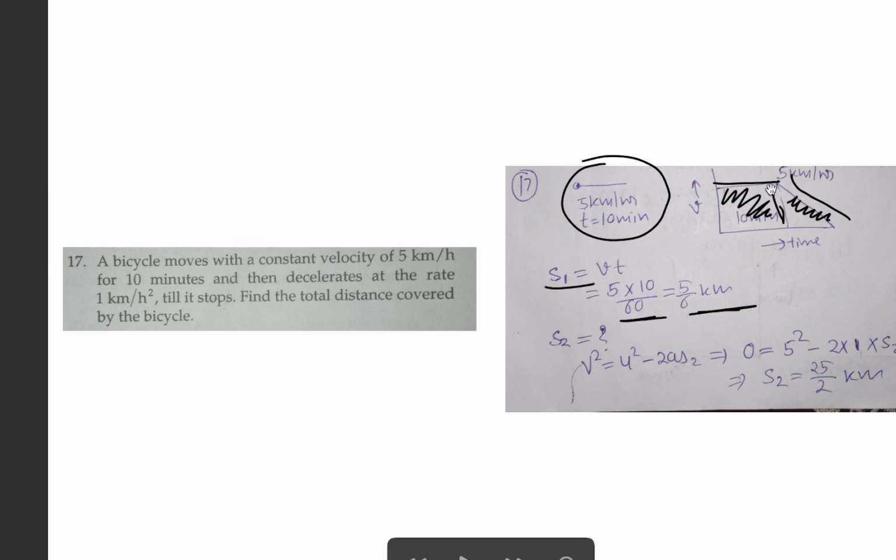And for s2, because deceleration is there, we use Newton's third equation: v square is equal to u square minus 2as. We know v, final velocity, is 0 because they mentioned that till it stops. u, initial velocity, is equal to 5 km per hour, and s2 we want to calculate, that is 25 by 2 kilometer. So the total distance is 5 by 6 plus 25 by 2, and 40 by 3 kilometer is the total distance.